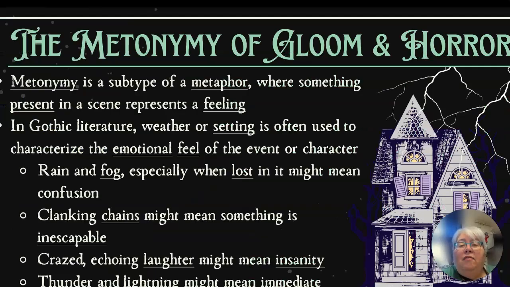The metonymy of gloom and horror. Metonymy is a subtype of a metaphor, where something present in a scene represents a feeling. In Gothic literature, weather or setting is often used to characterize the emotional feel of the event or character. So rain and fog, especially when lost in it, might mean confusion. Clanking chains might mean something is inescapable. Crazed, echoing laughter might mean insanity. And thunder and lightning might mean immediate danger.